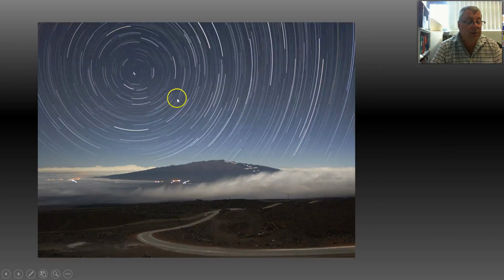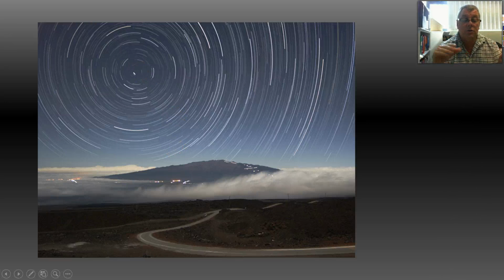Now, this is just a short time-lapse picture of somewhere. It shows the stars, and they look like they're rotating around the south celestial pole if this was the southern hemisphere, or the northern celestial pole if it was the northern hemisphere, when in fact what's actually happening is, of course, the Earth is rotating.